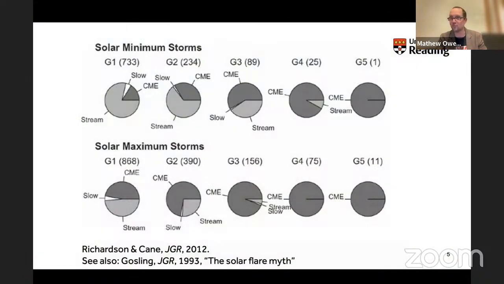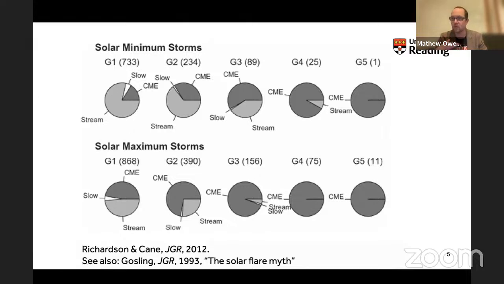So after showing you that beautiful, beautiful image, I'm then going to show you a really low resolution grayscale pie chart. This is from a good colleague, Ian Richardson, who does amazing science and terrible data visualization. But this gets the point across really well. What he's done here is he's taken a few thousand geomagnetic storms and looked at what's happening in the solar wind when these storms kicked off.